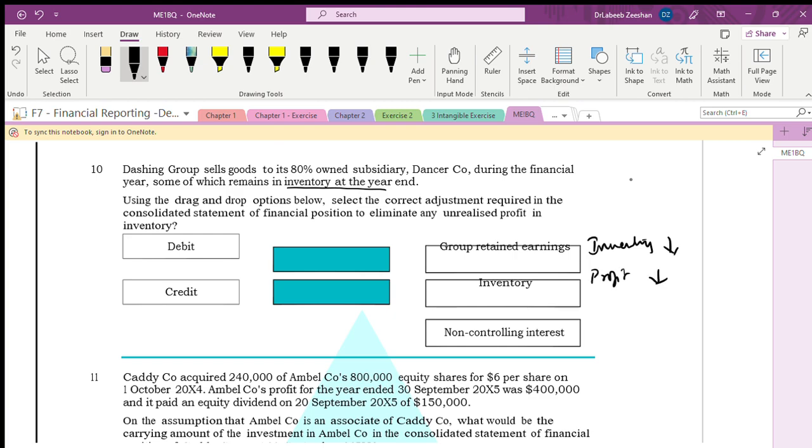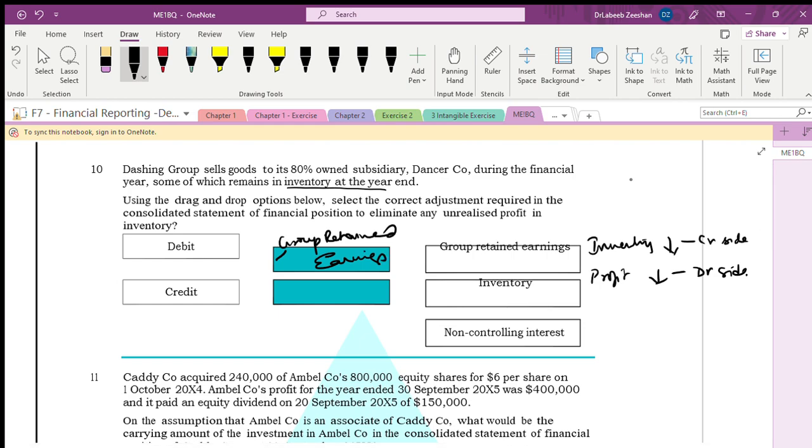In order to reduce the asset, what do you have to do? You have to credit the asset. In order to reduce the profit, you have to debit the profit. So debit will be group retained earnings. Debit group retained earnings.